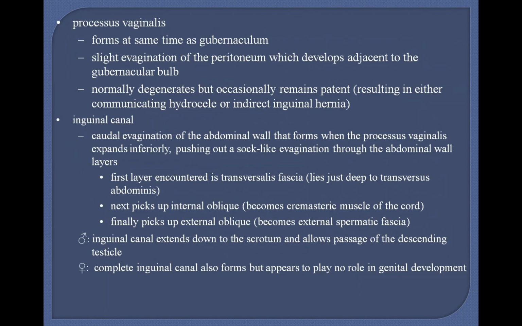In the inguinal canal, there is caudal evagination of the abdominal wall. This will form when the processus vaginalis expands inferiorly, with evagination through the abdominal wall layers. So three layers will be picked up sequentially. The first layer encountered is the fascia transversalis, which lies just deep to the transversus abdominis. Next, it picks up the internal oblique, which eventually becomes the cremasteric muscle of the cord. And finally, it will pick up the external oblique, which will become the external spermatic fascia.